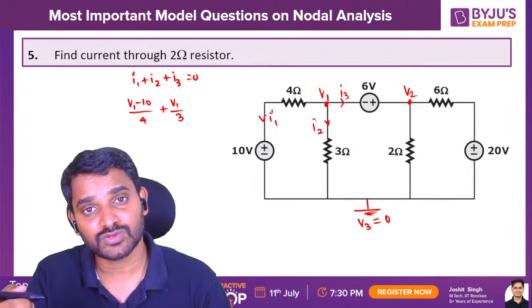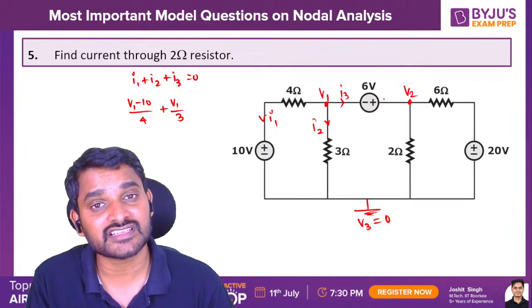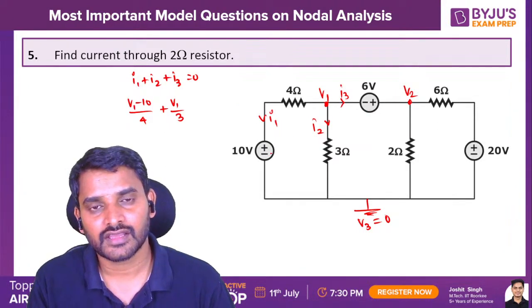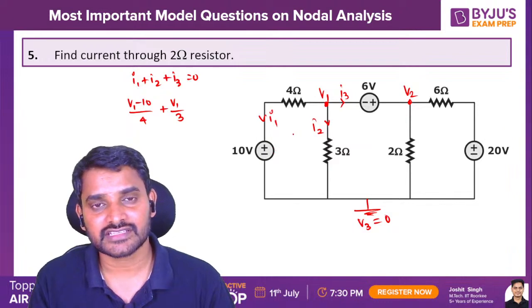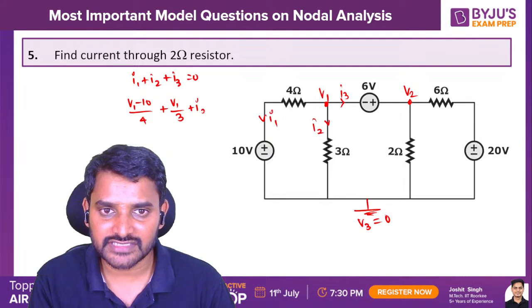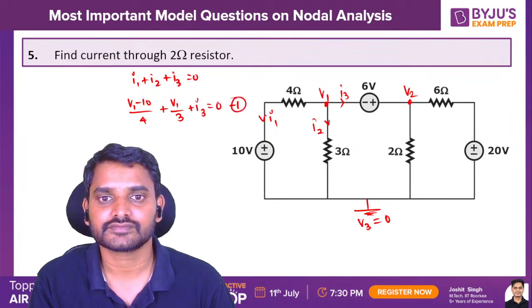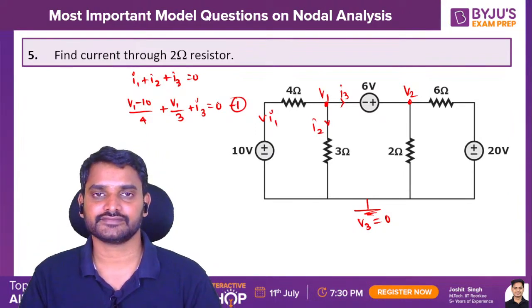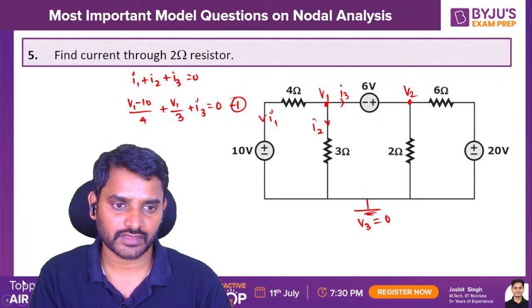V1 plus 6 minus V2 divided by resistance, you cannot write. Resistance is not there. So you cannot write resistance. So what I am doing is, I am just keeping I3 as it is. This is the equation.